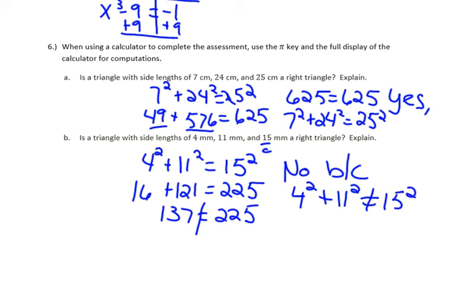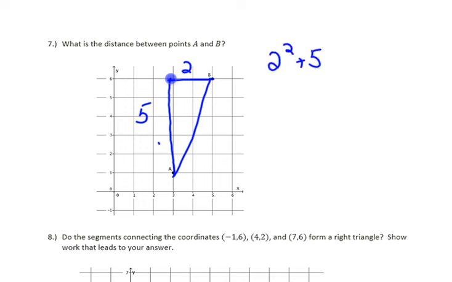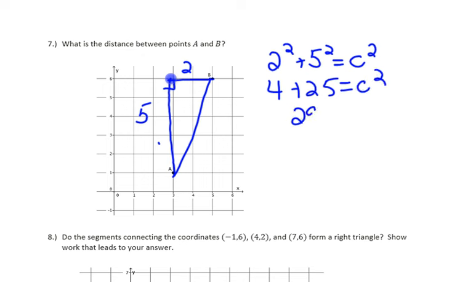Okay, next one. So here's some distances on a graph. What's the distance between points A and B? So again, I'm going to draw my triangle like I did in an earlier problem. We're going up 1, 2, 3, 4, 5. We're going over 2 because I've made a right triangle. So 2 squared plus 5 squared equals c squared, because right up here is your right angle. So 4 plus 25 equals c squared. 29 equals c squared. Take the square root.